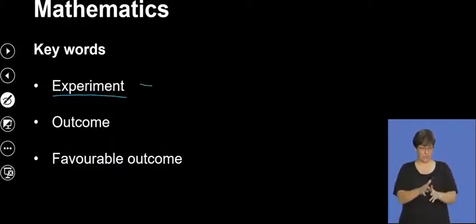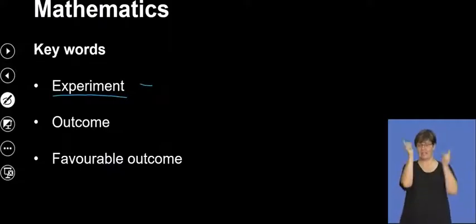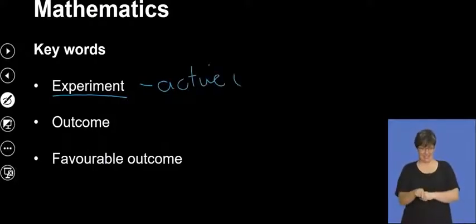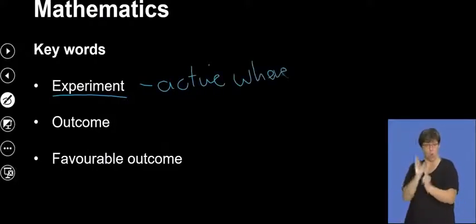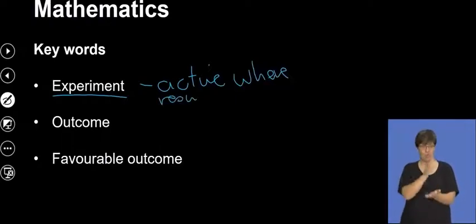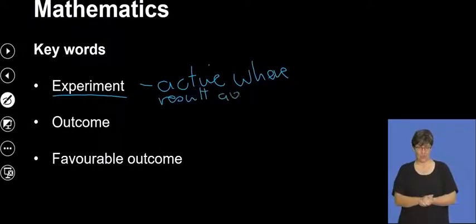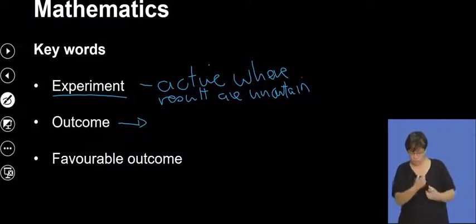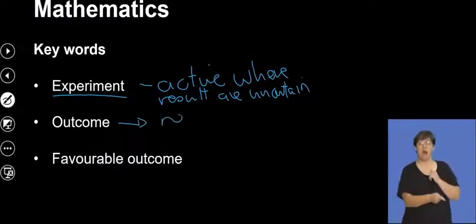An experiment in this context has a very particular meaning. It's an activity that is uncertain. We're looking at an activity where results are uncertain. The outcome of an activity or an experiment, that's what the result is.